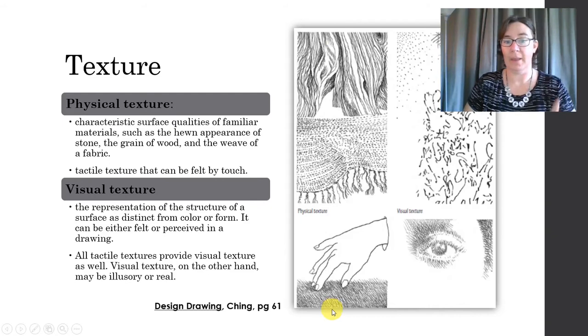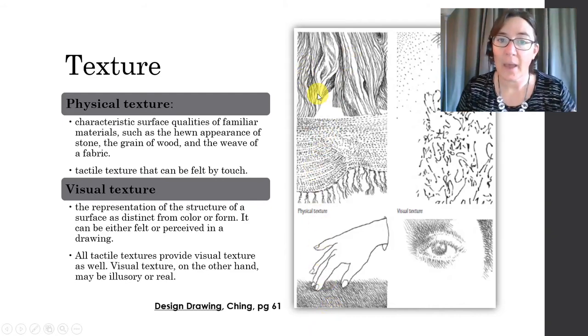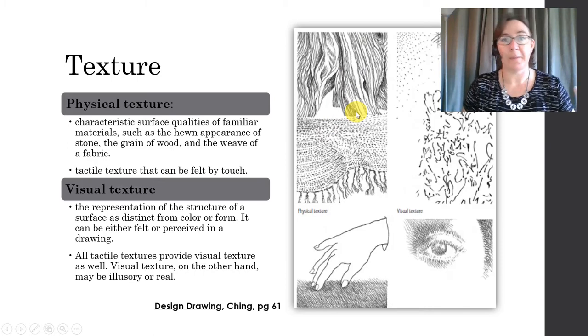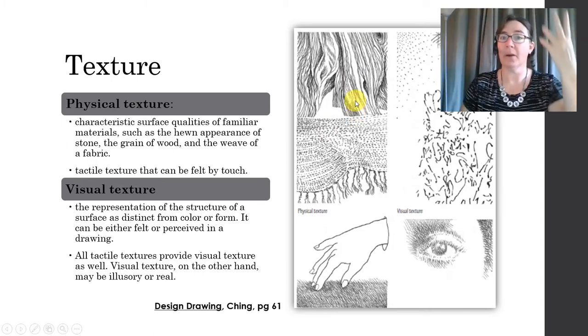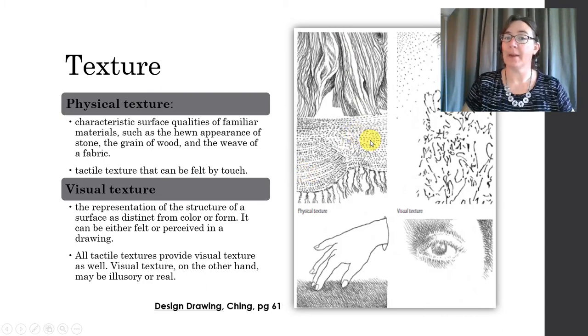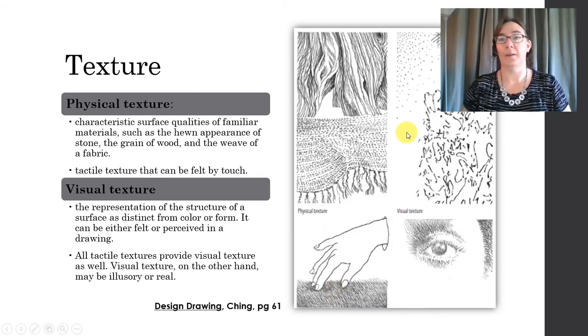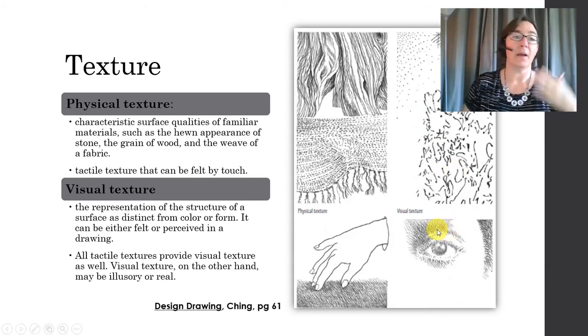On the left-hand column is all physical texture. We've got that might be wood. Yes, I think it is the bark of a tree. We've got a fabric texture right here. And these are physical textures in that if that item was real, we could touch and feel that texture. On the right-hand column, we have some examples of visual texture. This is a cross-hatching, a stippling, a scribble effect, and you can use those different effects to create visual texture in your drawing. And here's an example of it right here.